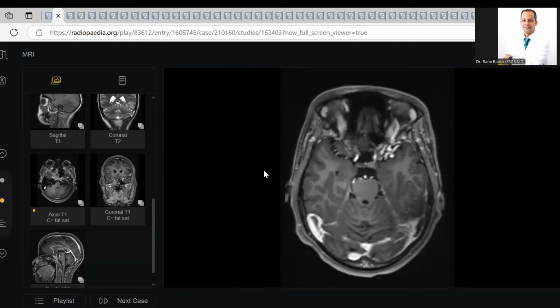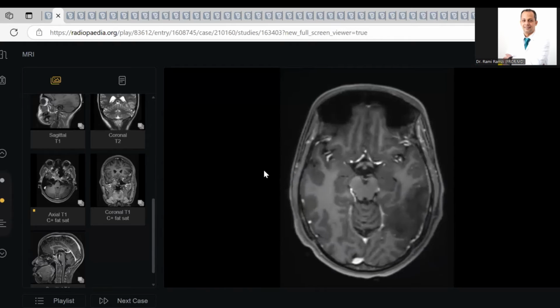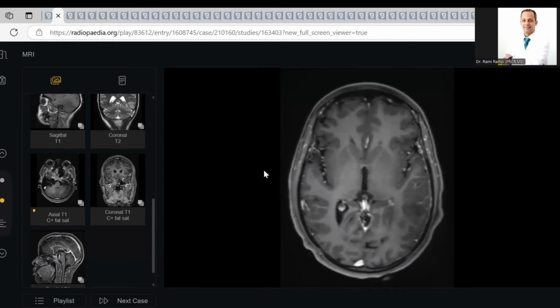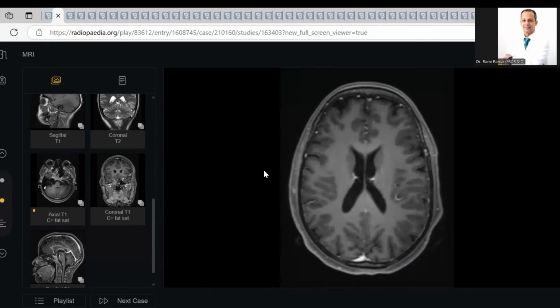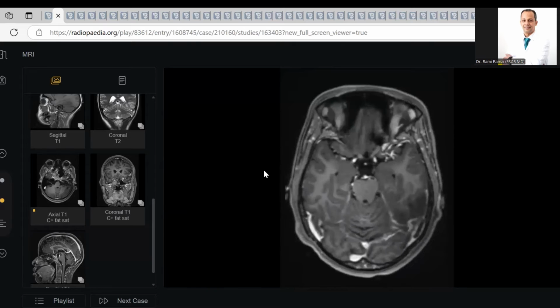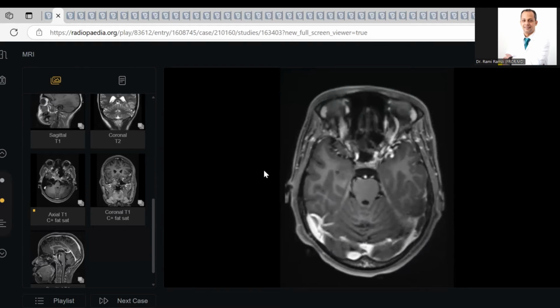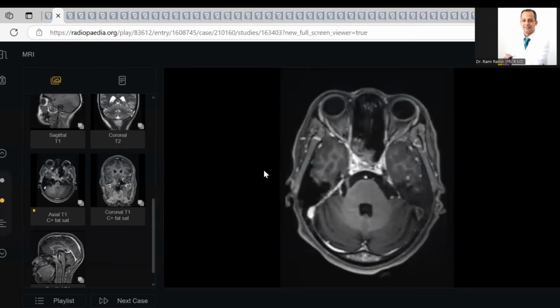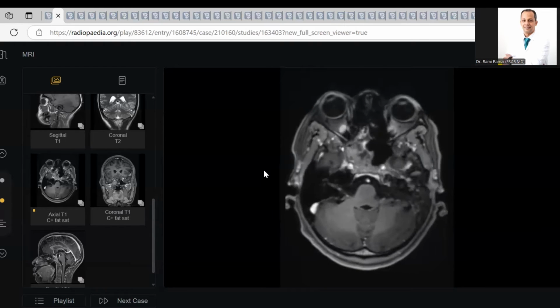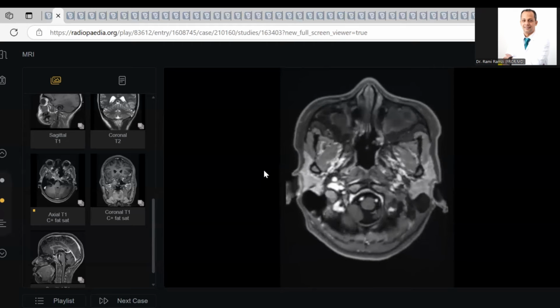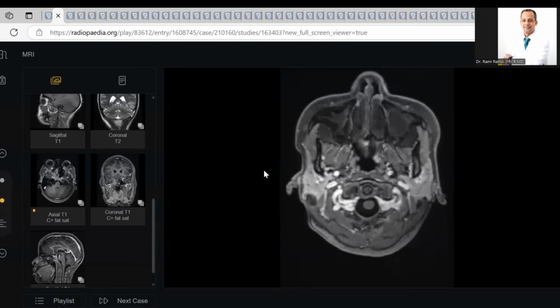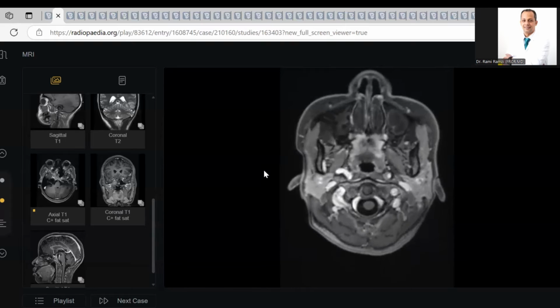Okay, I have been provided with the axial post contrast images of a brain. Here I would like to see there is a mild enhancement noted in this region, and also I would like to see the transverse sinuses in this patient. In the left transverse sinus, there is a filling defect, which suggests evidence of a left transverse sinus thrombosis in this patient.